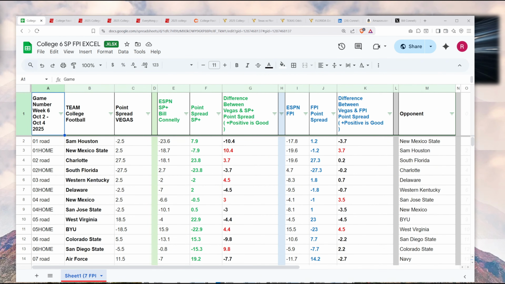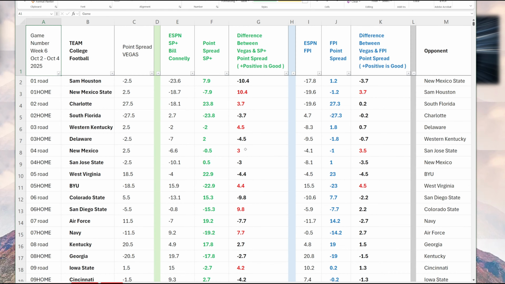So let's look at this Excel spreadsheet. We're going to do several things in this video. First, I'm going to give you an overview of this Excel spreadsheet. Then I'm going to discuss where I got this data from. And then I'm going to discuss how to use this in a comprehensive strategy for producing picks with a higher advantage and probability of success.